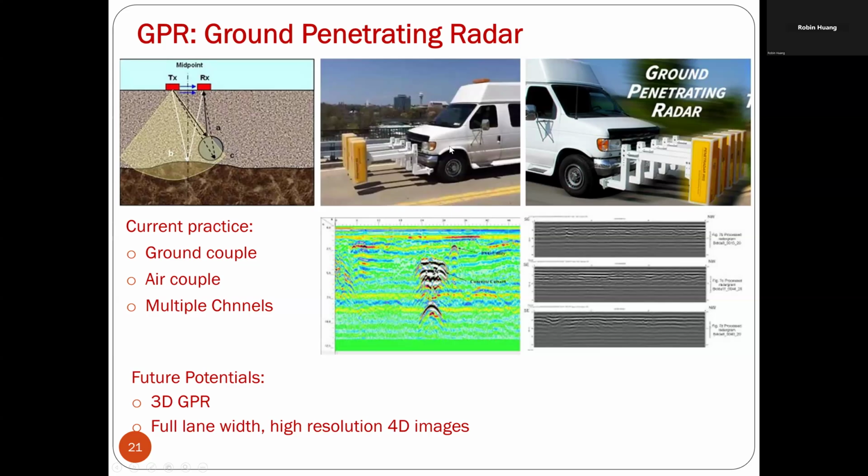There is a vehicle-mounted type called air coupled. There is a distance between these sensors and the road surface. You can drive at highway speed. And also the ground coupled means you drag these things on the surface. You get better resolution, but you cannot drag them very fast.